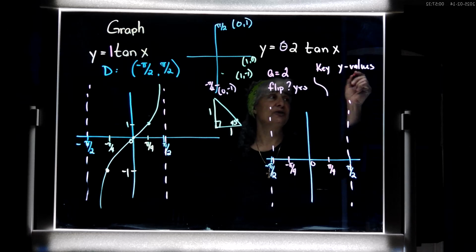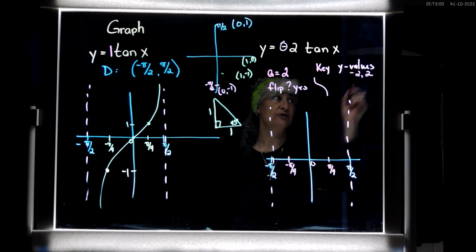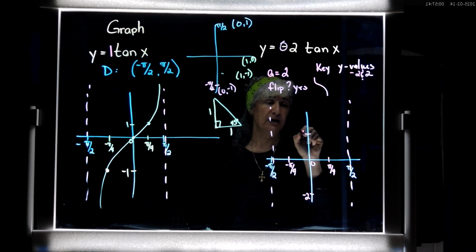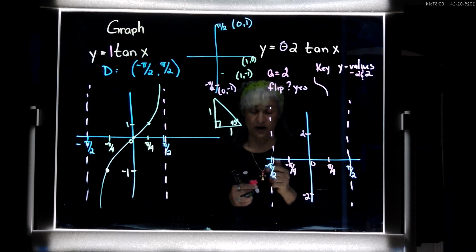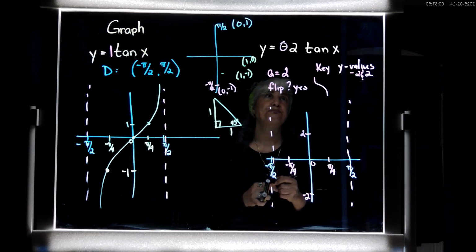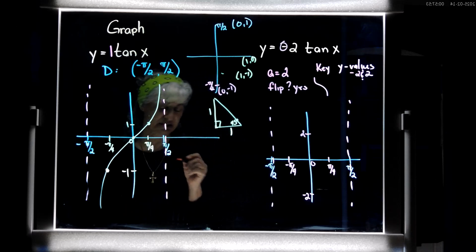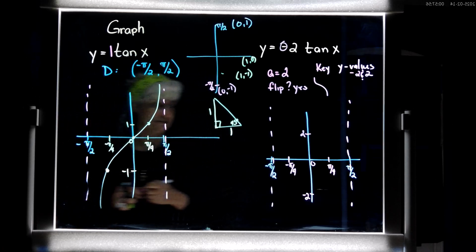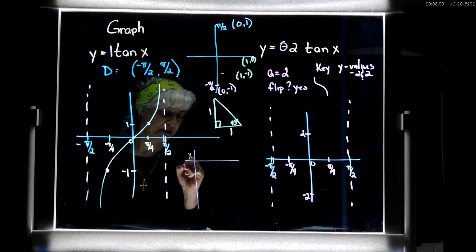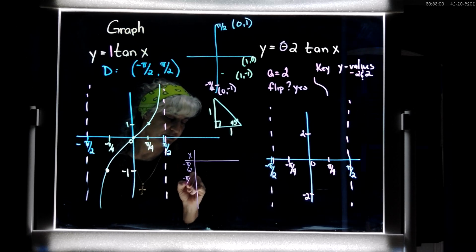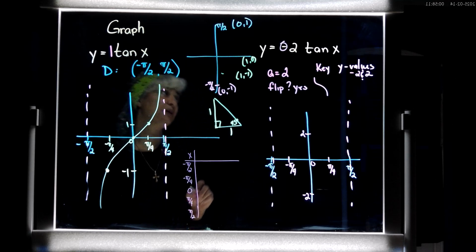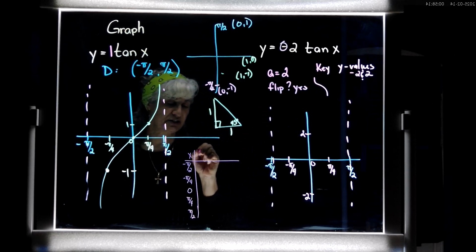Now, the key y values are negative 2 and positive 2. It's not the range, it's just the key y values. And some of you may already know what to do here, and that's great, but hold on. My handy dandy little chart. My x's that I'm plugging in would be negative pi over 2, negative pi over 4, 0, pi over 4, and pi over 2. The first thing you're doing is you're taking the tangent of them.